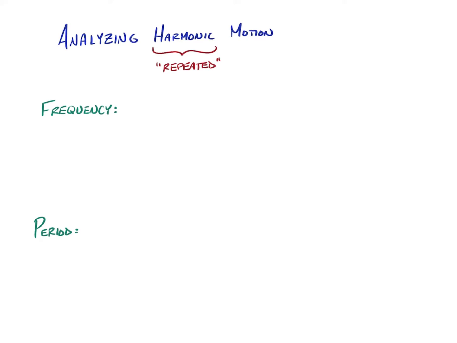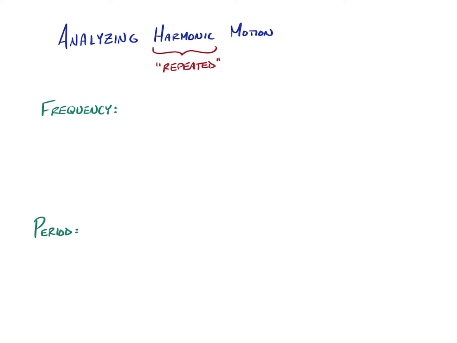In order to understand harmonic motion, which essentially is a fancy way of saying repeated motion, so that would be things like a pendulum or waves, or imagine the orbit of the Earth around the sun. To some degree, that is a repeated kind of cyclical motion. Any of these, we need to be able to understand the two terms frequency and period in order to understand exactly what's going on here.